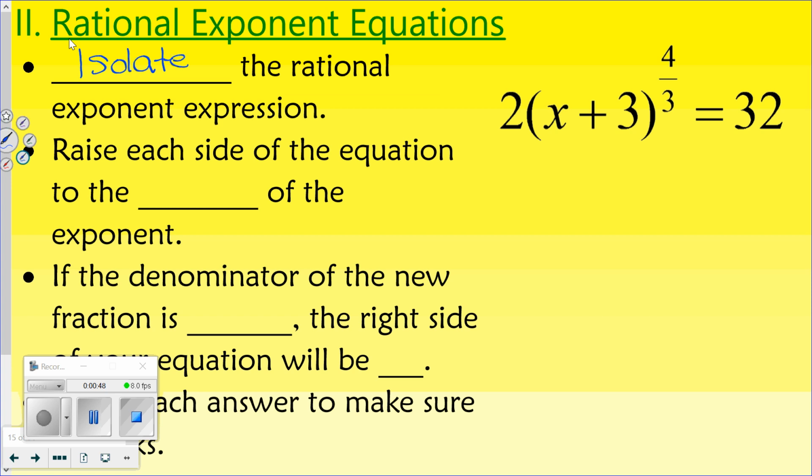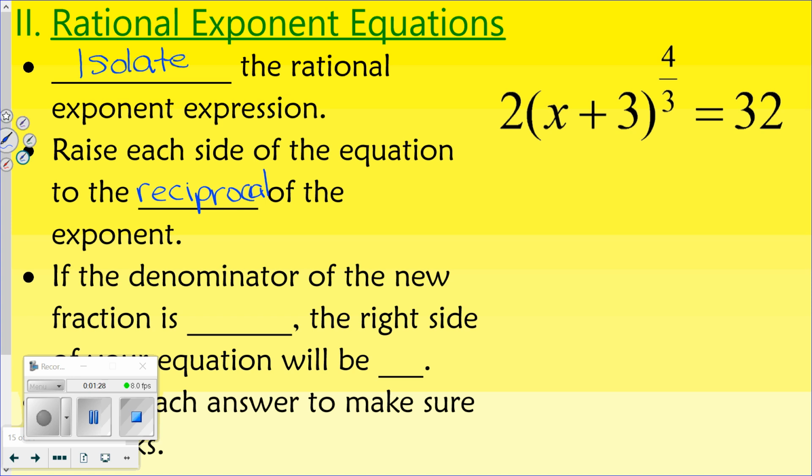Okay? Raise each side of the equation to the blank of the exponent. What would cancel a 4/3? 3/4. If I have a 4/3 and then a 3/4, they'd be one top and bottom. You can cancel them out, right? So what's that called when you take the fraction and flip it over? Reciprocal. Okay, so you raise each side of the equation to the reciprocal of the exponent.